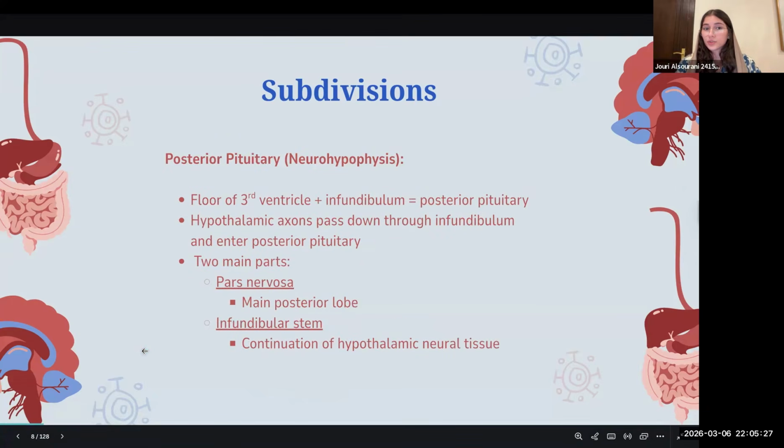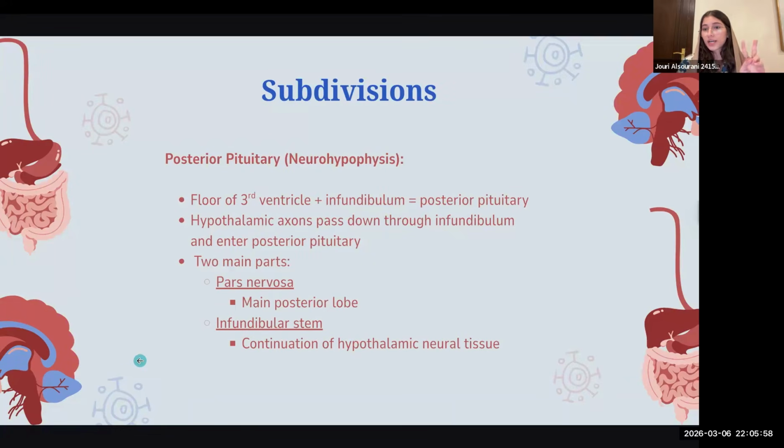Next, we have the posterior pituitary. Okay, so the neurohypophysis, it's made up of the floor of the third ventricle of the brain and the infundibulum, and this is what forms the posterior pituitary. Through this, we have hypothalamic axons passing down from the infundibulum to the posterior pituitary, okay? So like we said, we have hormones being made in the hypothalamus and they're being passed down axons to the posterior pituitary where they're stored and then released later on when they are needed.